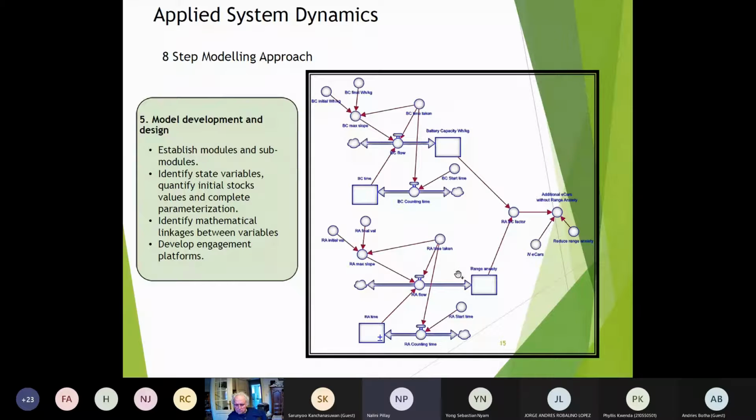Then in terms of model development, here we establish what our modules and sub-modules will be. We specify our decision rules, our parameters, our behavioral relationships, and our initial conditions. We also do tests to make sure that it's consistent with the purpose and the boundary of the system problem that we're modeling.